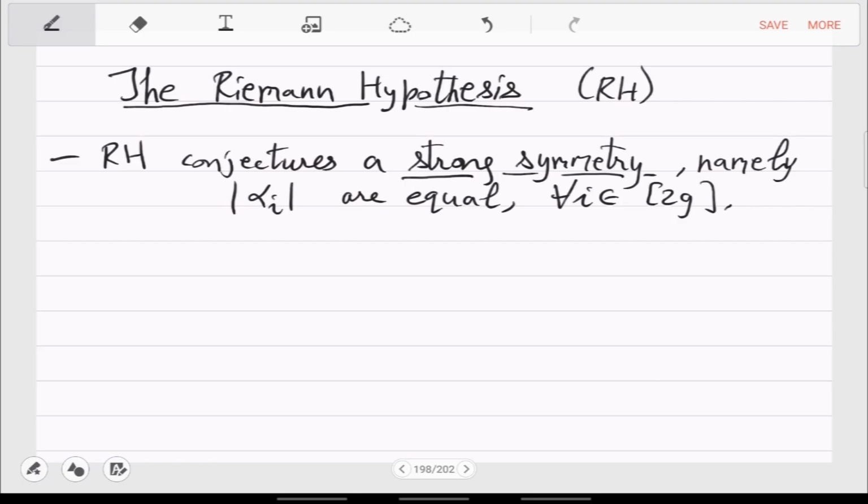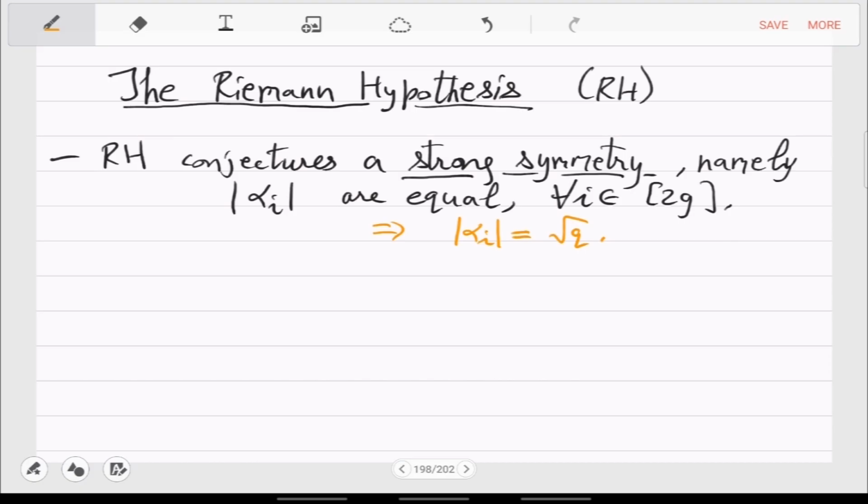But once you conjecture this, then you know what they should be: they should be equal to square root q, from the previous property. Because the product has to be q, if they are equal, then the norm has to be square root q. So this is what the Riemann hypothesis is.